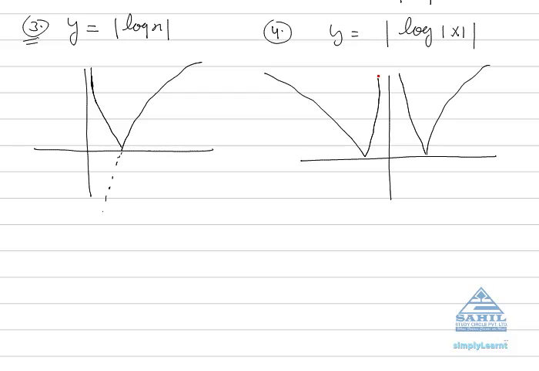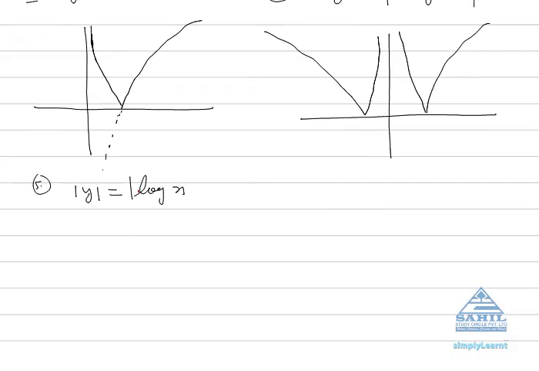Okay. Now you just see the next part. What is the next part? That is the fifth part. That is modulus of y equals log of x whole mod. Sorry, it is modulus of y equals simply log x. Okay, this mod is not there.